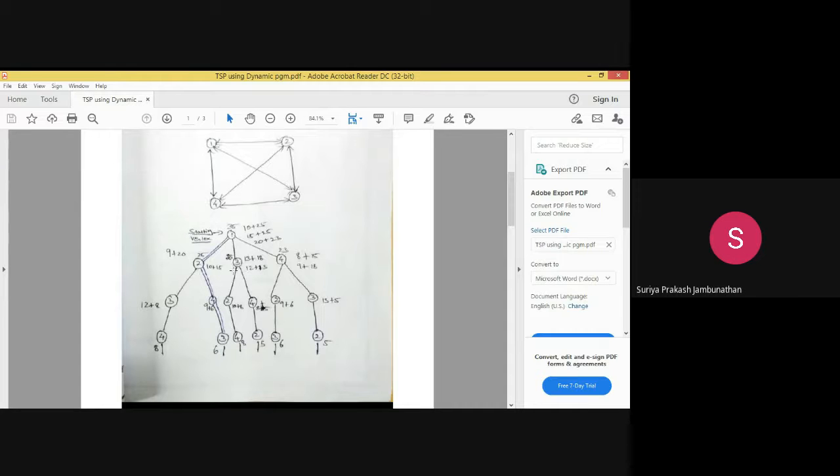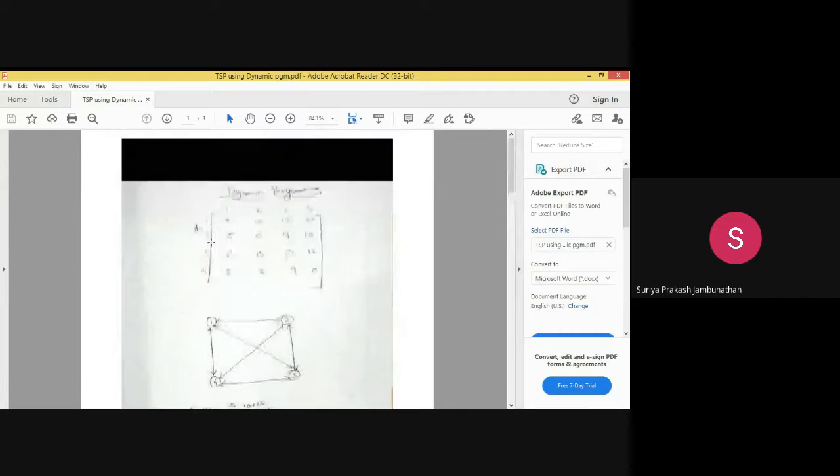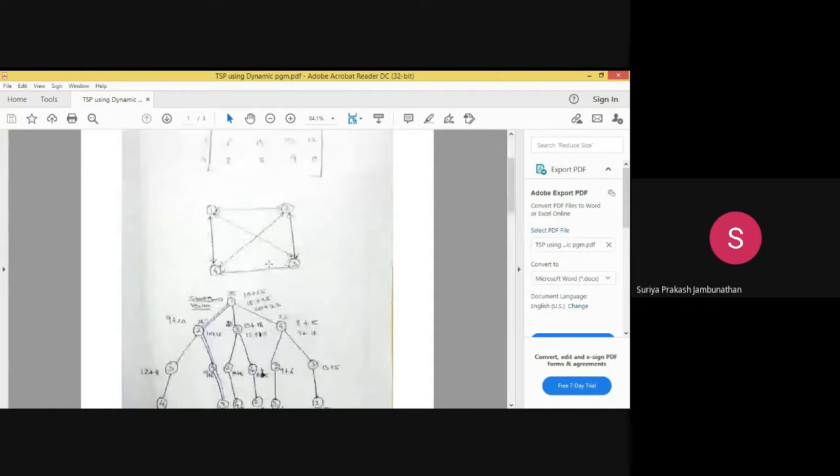Next via 3 we have two ways, 3 to 2 and 3 to 4. So 3 to 2, what value are we putting? 13 plus 18. So 3 to 2 the distance is 13. 13 plus 18, so what is 18? 10 plus 8 we are having here, that is 18.